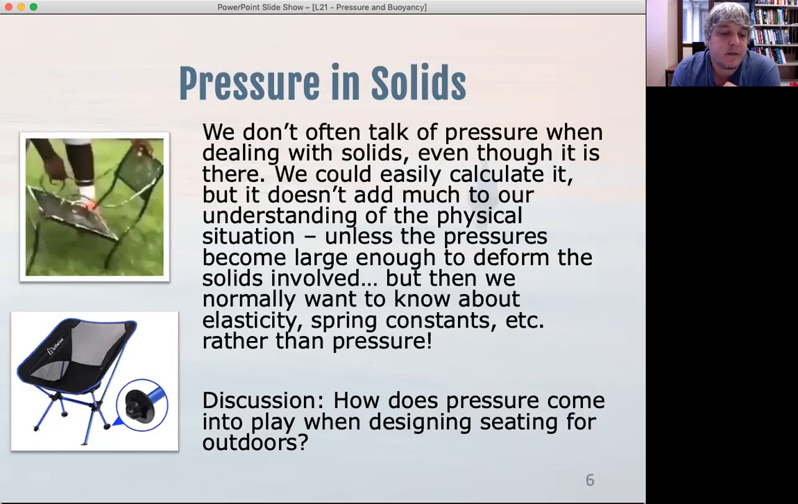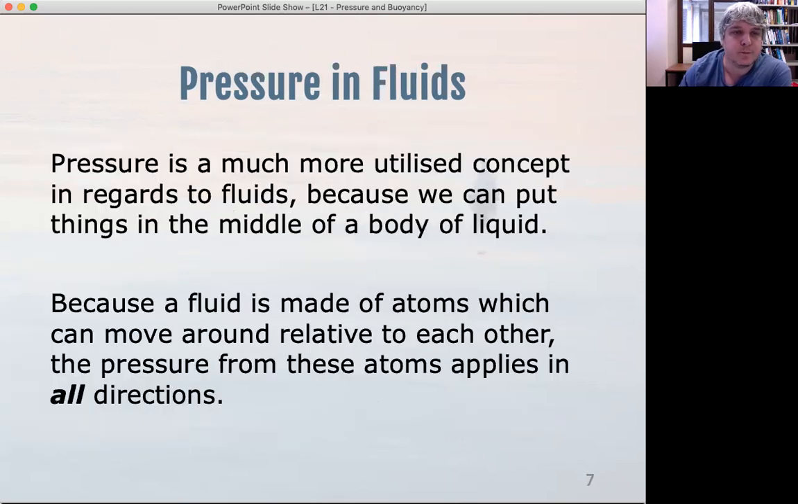As I said, I'm not going to do much, but something to think about. I've labeled it as discussion, but many of you probably won't have someone to discuss with. Feel free to post on the forums if you want, but it's not that in-depth a topic. Just the idea of how pressure comes into play when designing seating for outdoors. As you can see, the top image is a standard wireframe chair and the leg is just sunk straight into the ground. And the bottom one is a camping chair with a zoomed-in part of the image showing the foot of the camping chair, and how it has some extra features on the feet of the chair. So a simple thing to discuss and think about. If you aren't sure, feel free to ask, pop along to a tutorial or ask a friend, or of course, post in the forums is acceptable too.